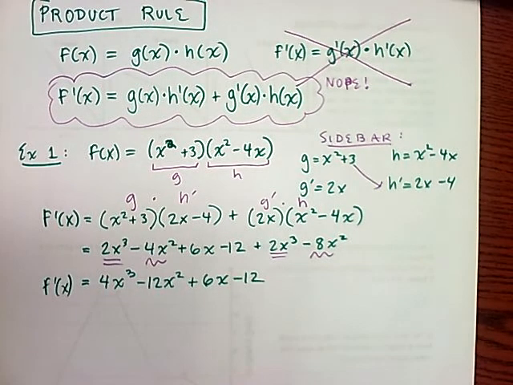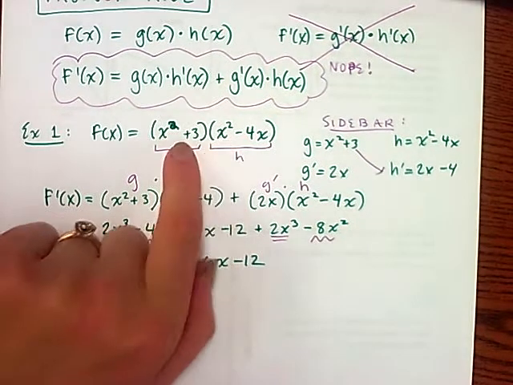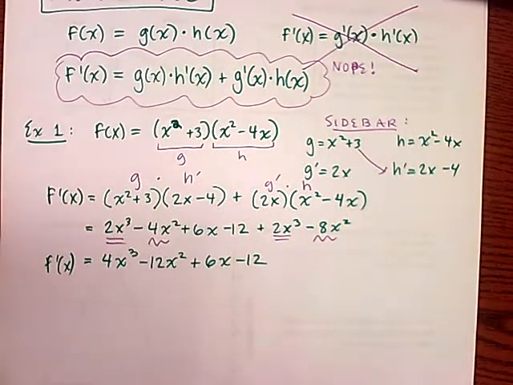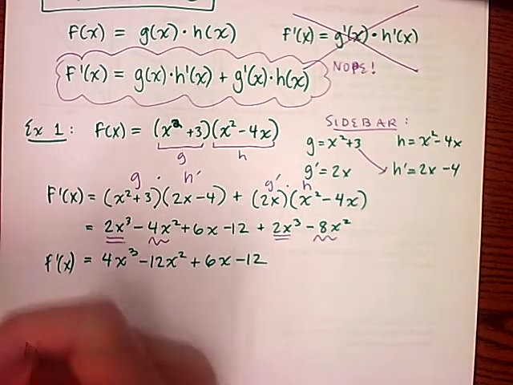Okay. A quick note about this is I could have FOILed first here and gotten a sum of terms and then taken the derivative, and I should get the same thing. So let's just check that.